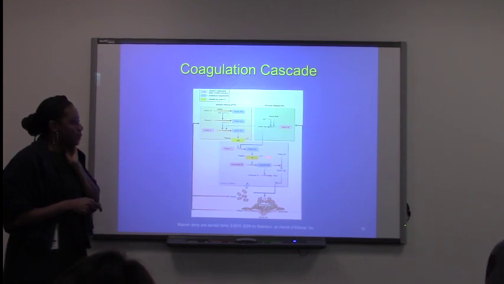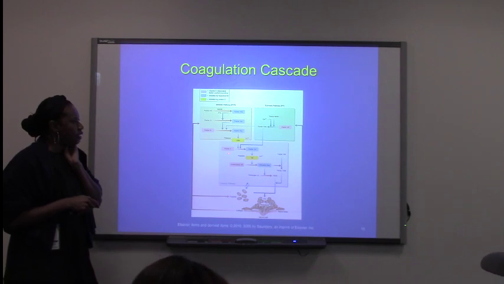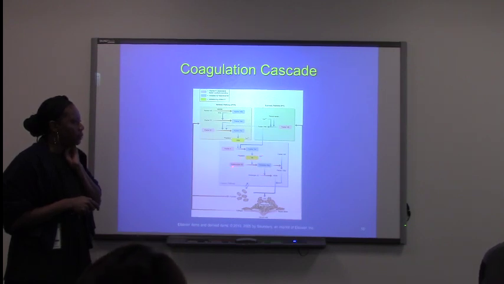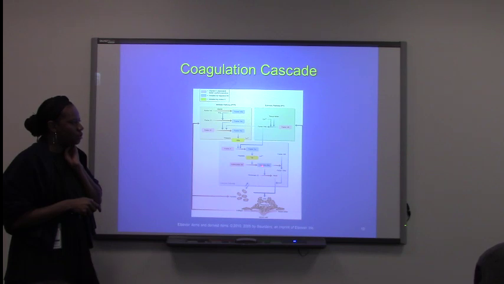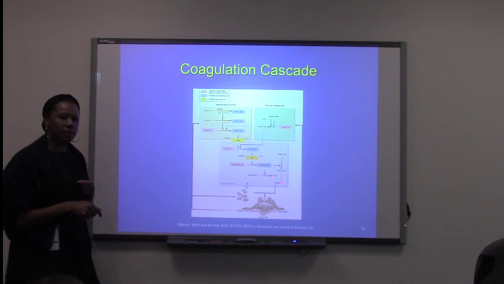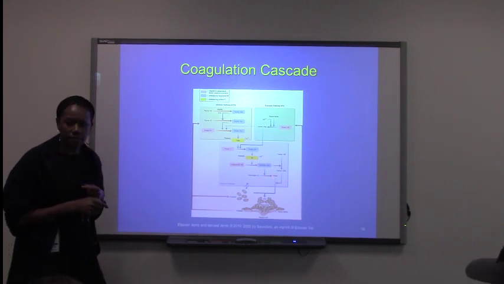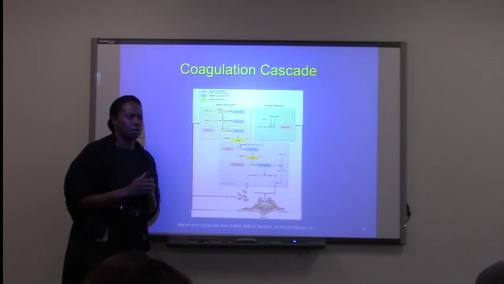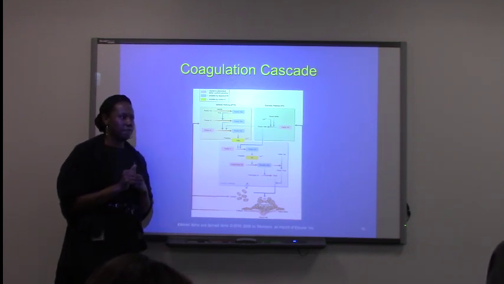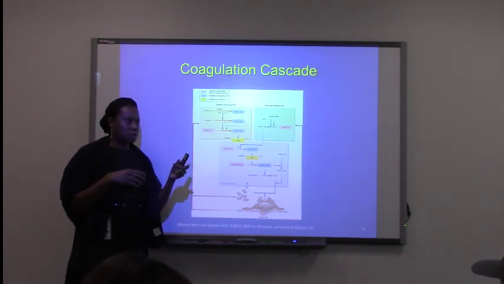So this is the common pathway. You have all your factors here, factor 10, and we have our platelets coming in. There's calcium. Prothrombin, we know, converts to thrombin, which is important in the conversion of fibrinogen to fibrin. Now, what is the purpose of having fibrin? You should know this. What does the actual clotting? It provides the consistency of the clot.